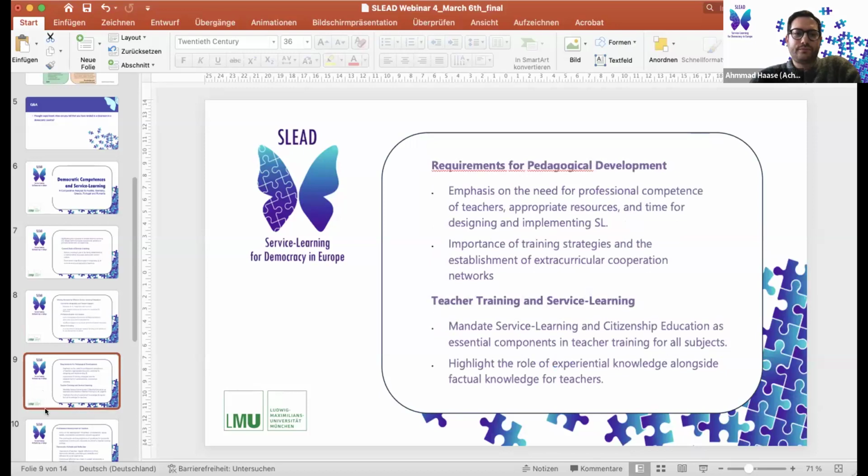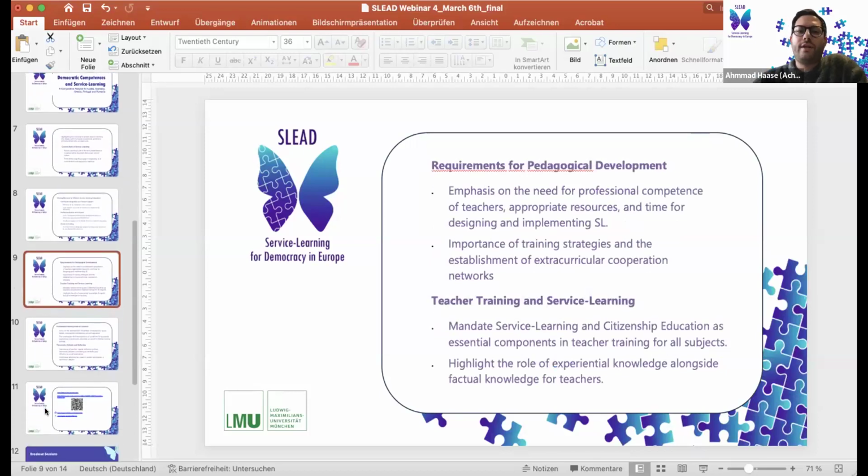Next page. There were also requirements for pedagogical development and teacher training in service learning, which means that we have to emphasize the need for professional competences of teachers, appropriate resources and time for designing and implementing service learning, and also the importance of training strategies and the establishment of extracurricular cooperation networks so that schools can also develop connections to out-of-school projects or NGOs.